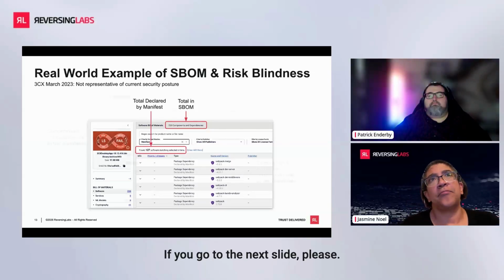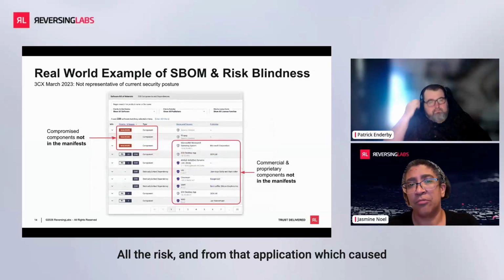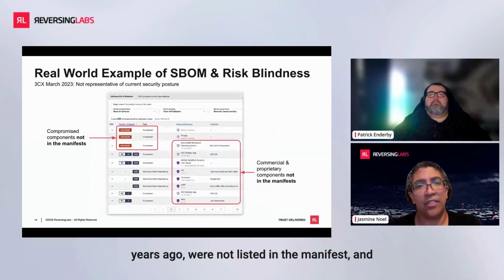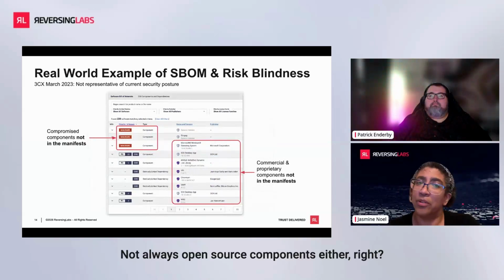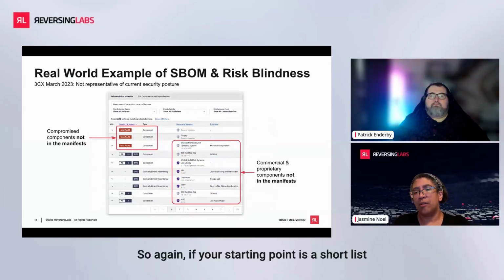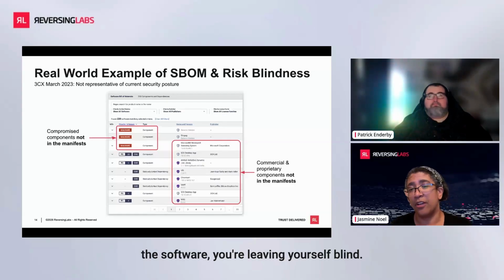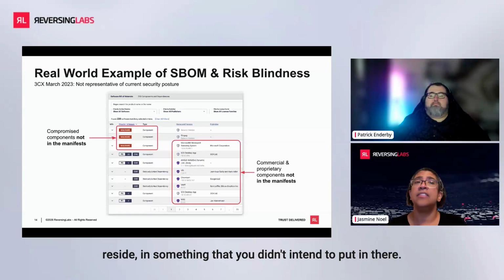If you go to the next slide, please. All the risk from that application, which caused just so many people so many problems those years ago, was not listed in the manifest. And most of them were from third-party components, not always open source components either, right? So again, if your starting point is a short list of things that you think have been put into the software, you're leaving yourself blind. And in many cases, that's where the key risk will actually reside, in something that you didn't intend to put in there.